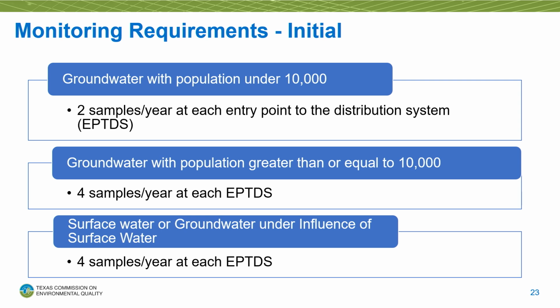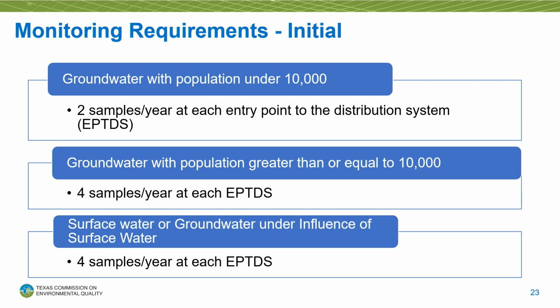All right, so initial monitoring requirements. For groundwater systems with a population under 10,000, 2 samples would be required per year at each entry point to the distribution system. And for those 2 samples, they would need to be collected 5 to 7 months apart to meet the initial monitoring requirements. So 2 samples per year for each entry point for groundwater systems under 10,000, and those samples have to be 5 to 7 months apart.